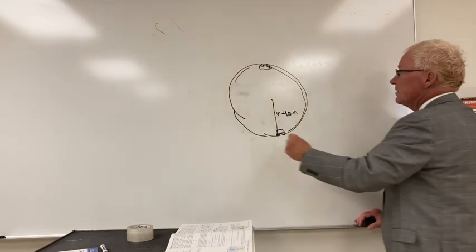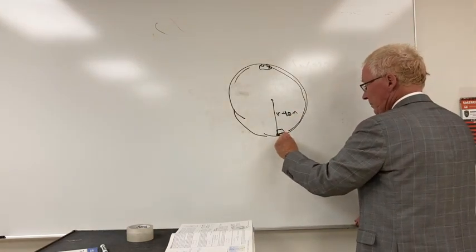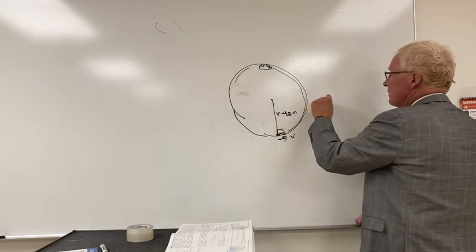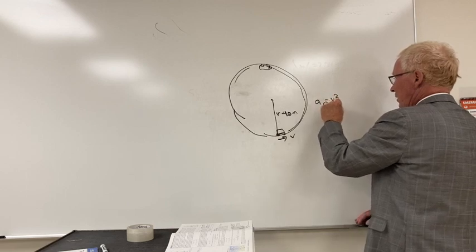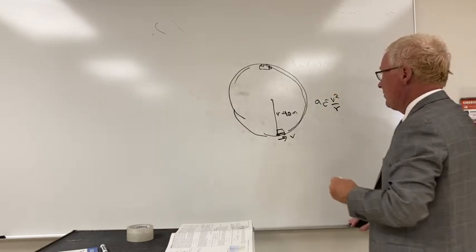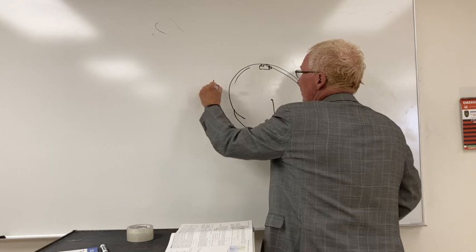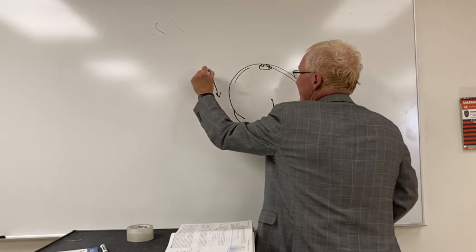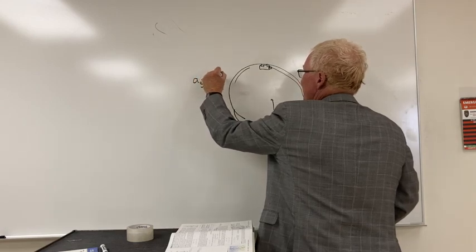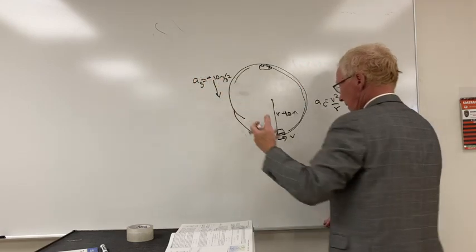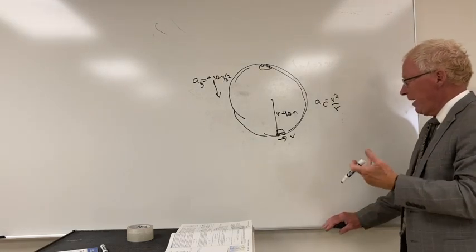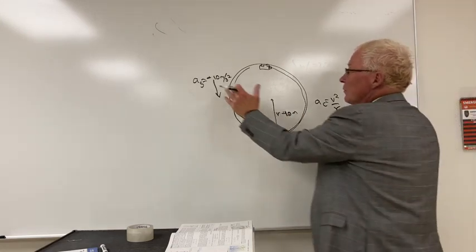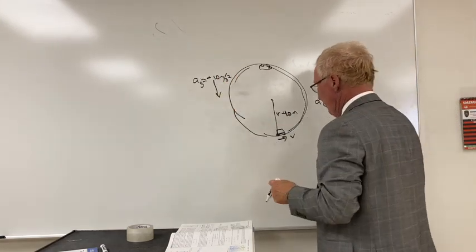Well, what you have is it's going at some speed. So the centripetal acceleration is going to be v squared over r. But at the same time, you're going to have gravity pulling down. Acceleration of gravity is minus 10 meters per second squared. Now I'll give you an expression here.